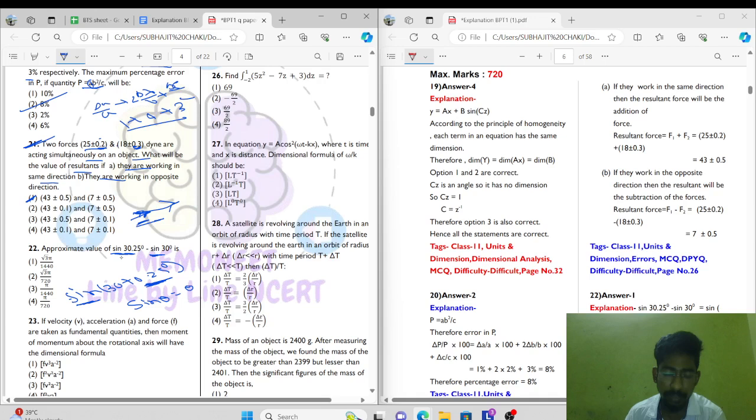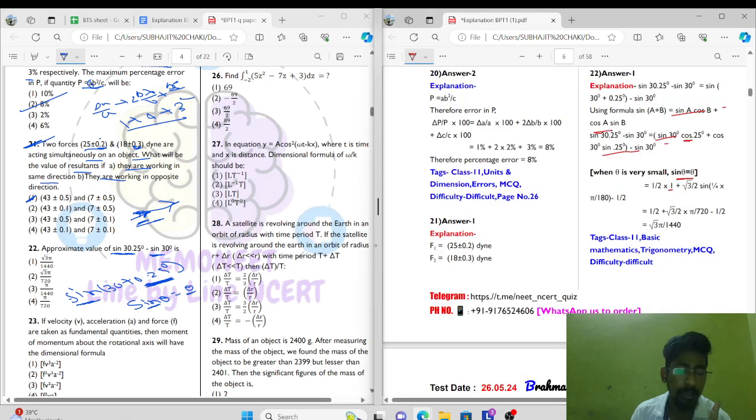Sin 30, I think you guys know the value of sin 30. Sin 30 value is 1 by 2. Put the value here, and cos 125, I already told you, if the value of cos becomes very less, it will become 1. So it is 1, and sin theta will be equal to theta, that is 0.25. 0.25 means 1 by 4. That is the degree value.